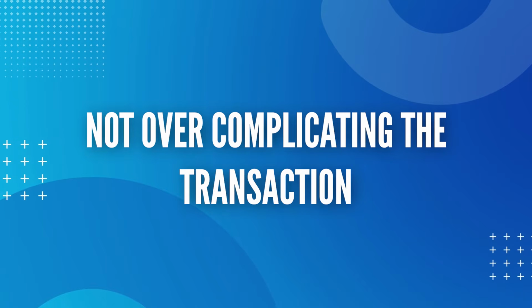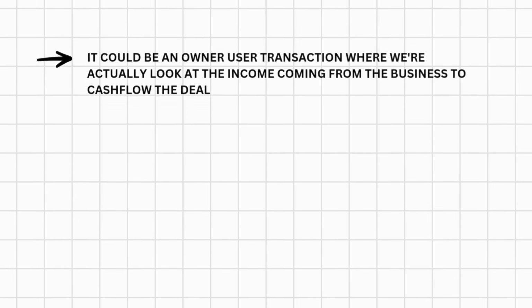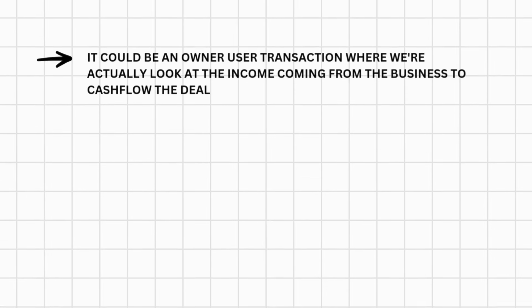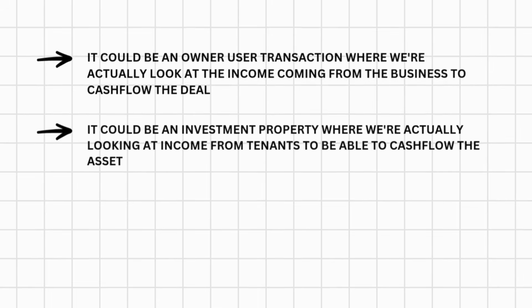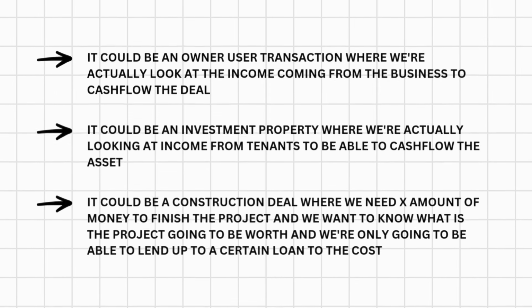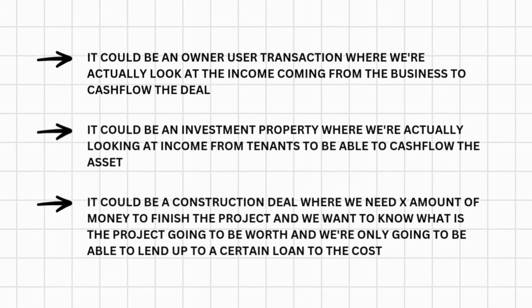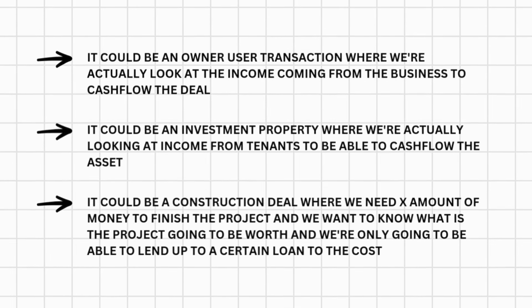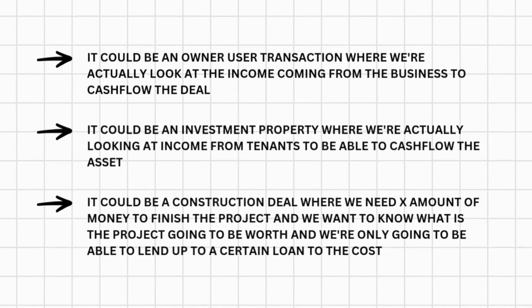I want to talk about number 3, and that's not overcomplicating the transaction. Again, going back to my newbies, and even people that have been in the business for a while, they look at a transaction and they just get stunned with it completely. I mean, the borrower might have a lot going on, and depending on what type of a transaction it is, it could be an owner-user transaction where we're actually looking at income coming from the business to cash flow the deal. Could be an investment property where we're actually looking at income from tenants to be able to cash flow the asset. Could be a construction deal where we need X amount of money to finish the project and we want to know what is the project going to be worth, and we're only going to be able to lend up to a certain loan to the cost.